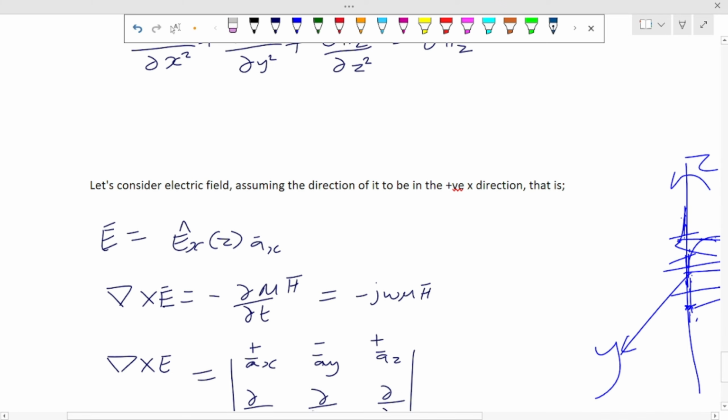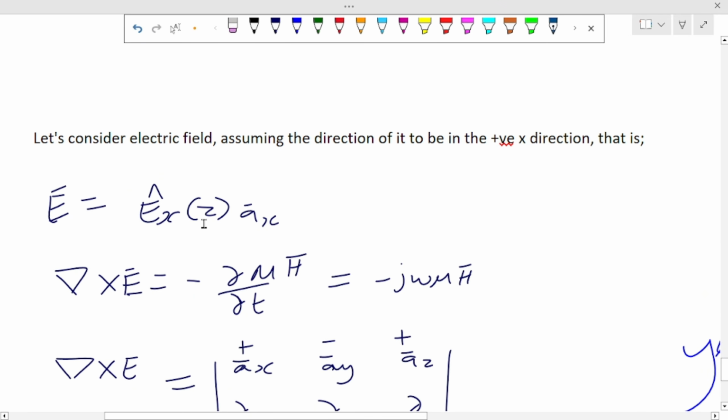Now, recall that from Faraday's law, Faraday's law of induction in Maxwell's equations, we have it like this. We've done this over and over again. We have it like this.